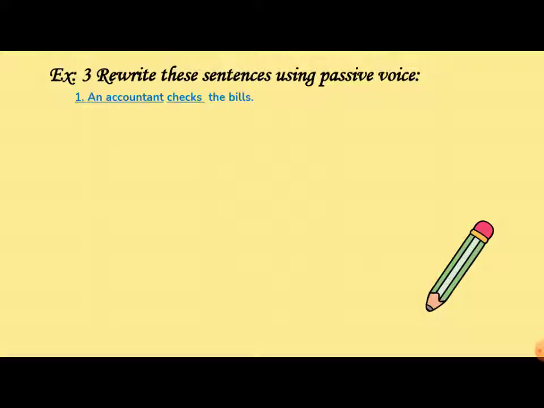So first sentence, an accountant checks the bills. First step is identify. An accountant is the subject, checks is the verb, the bills is the object. Second step is swap. Swap the subject and the object. The bills will go in the front and an accountant will come at the back. So how will it be? The bills are checked by an accountant. Remember the 5 steps, dear children.